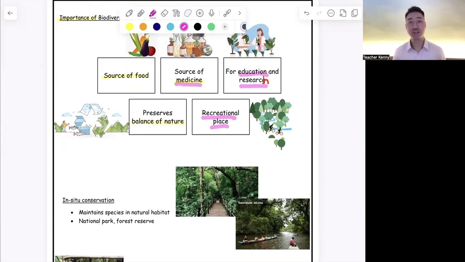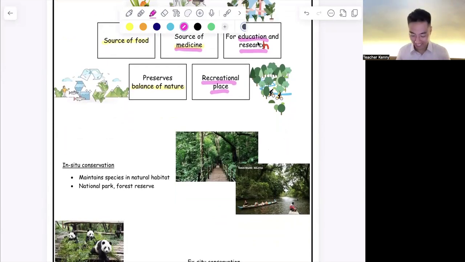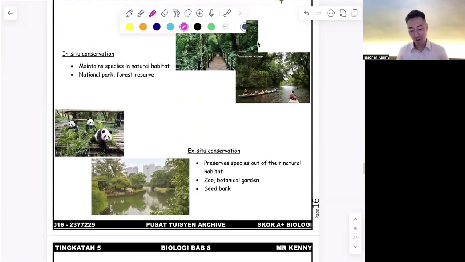We get to enjoy so many different places, but sometimes we take it for granted, right? Some countries only have one or two places to go to. You have so many different varieties. Okay, so the next part is learning about conservation. How do we take care of this biodiversity?